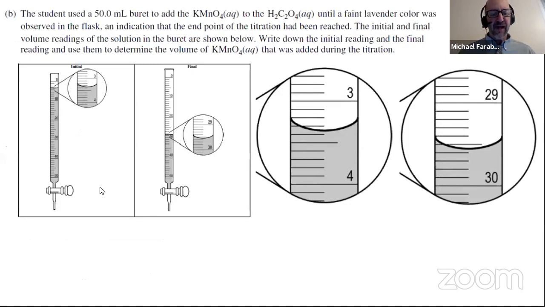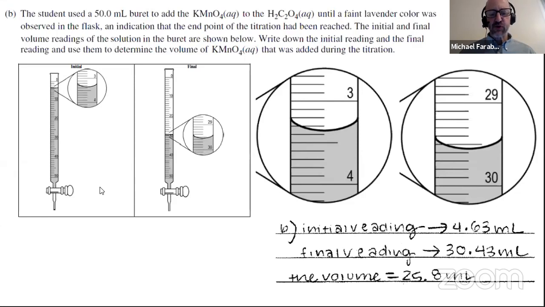All right, we have a new question, and we're focusing on the burette readings. Write down the initial and the final reading and use them to determine the volume. I will show you the student's answer, which we already know is incorrect. And then you can take a look at what they did wrong and how you would answer this question. So here is the student's answer.